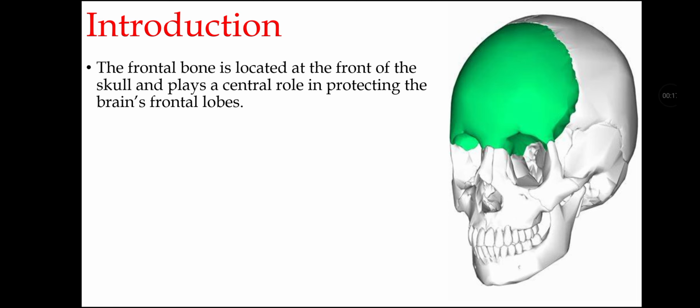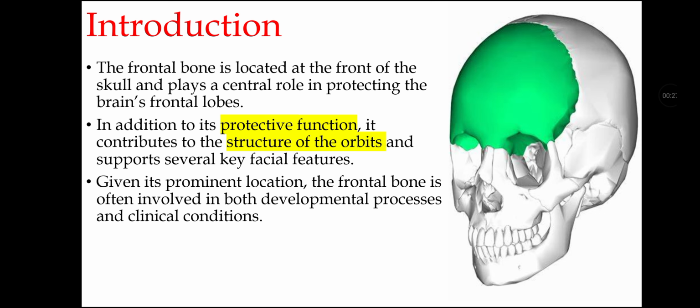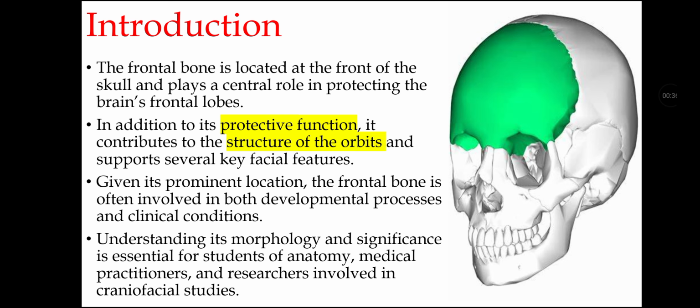Frontal bone is located at the front of skull and plays a central role in protecting the brain's frontal lobe. In addition to its protective function, it contributes to the structure of orbit and sports several key features. Given its prominent location, the frontal bone is often involved in both developmental process and clinical conditions. Understanding its morphology and significance is essential for students of anatomy, medical practitioners, and researchers involved in craniofacial studies.